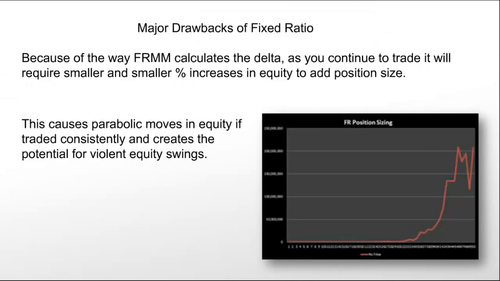I'm trying to get through this, guys, because we've been here an hour so far. The major drawback of fixed ratio money management is that, because of the way fixed ratio calculates the delta, as you continue to trade, it will require smaller and smaller increases in equity to add position size. This causes parabolic moves in equity if traded consistently, and creates the potential for violent equity swings. And that's evidenced right here, where you see this market shoot all the way up, and then we have this very violent action here at the end because you're trading so many contracts that it is bouncing around.